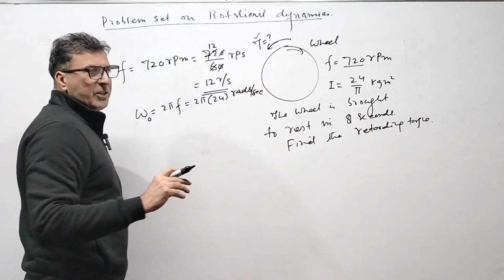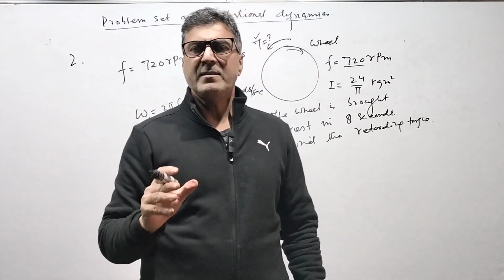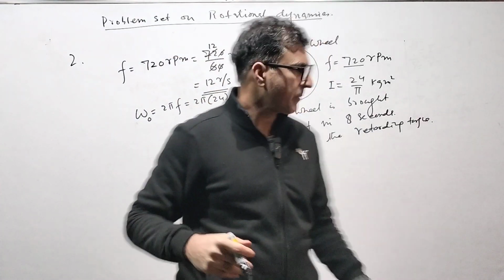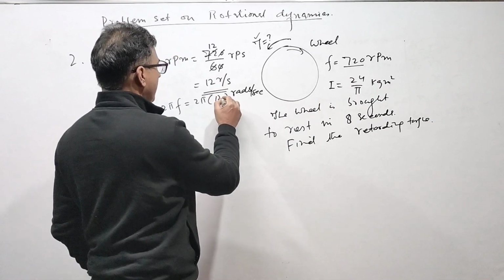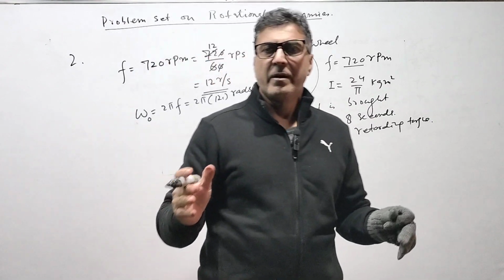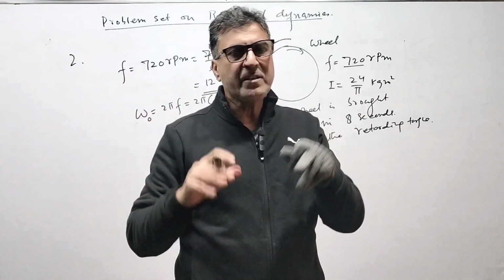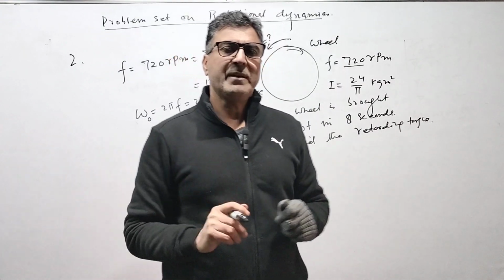Now initially the wheel was rotating with omega 0, that is 2 pi f, 2 pi into 12 radians per second. We are applying a torque, and now this wheel will retard down, and finally it will stop in 8 seconds.